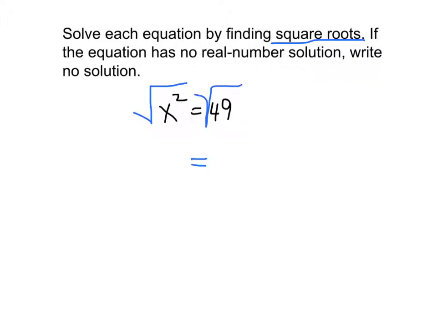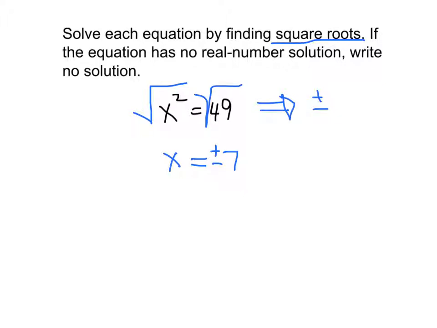When we do that, x squared square rooted undoes the square, and we just have x. The square root of 49 is 7. And whenever we take the square root of both sides of an equation, we automatically get this plus or minus, so the answer is actually plus or minus 7.